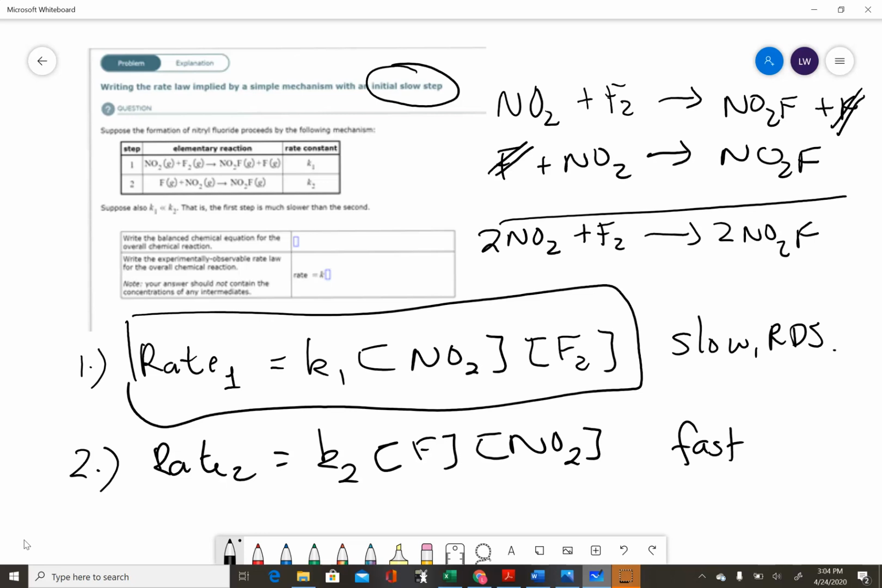So it looks good. And then it says write the experimentally observable rate law for the overall chemical reaction. And so we already did that. It's going to be k multiplied by [NO2] to the power of 1 multiplied by [F2] to the power of 1. You don't have to put those powers of 1 in. And we always want to make sure that the only concentrations that appear in our rate law are reactants in the overall equation, which we have. So we're going to call that one good.